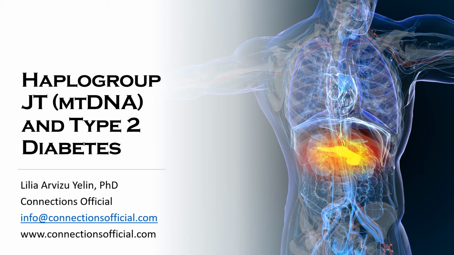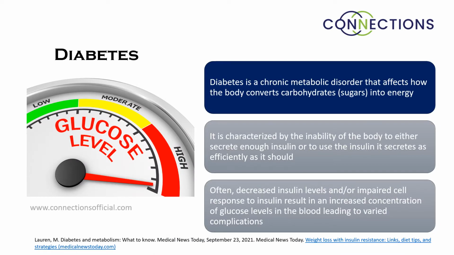Suyellen. I'm a team member of Connections Official, a company that specializes in genealogical research services. Today, we will review a study that examines Haplogroup JT as a possible risk factor for poor clinical outcomes in type 2 diabetes. Diabetes is a chronic metabolic disorder that affects how the body converts food into energy.